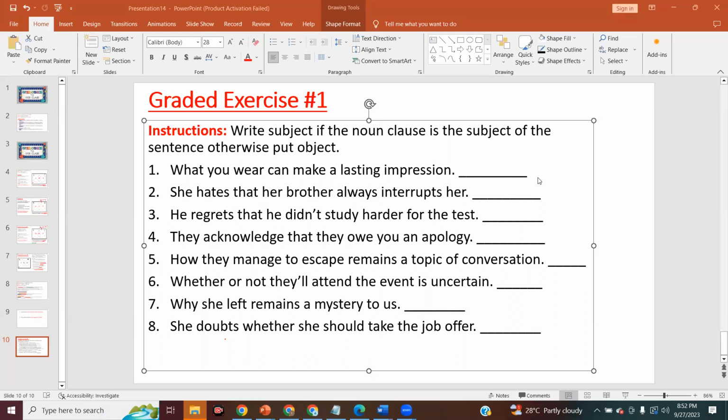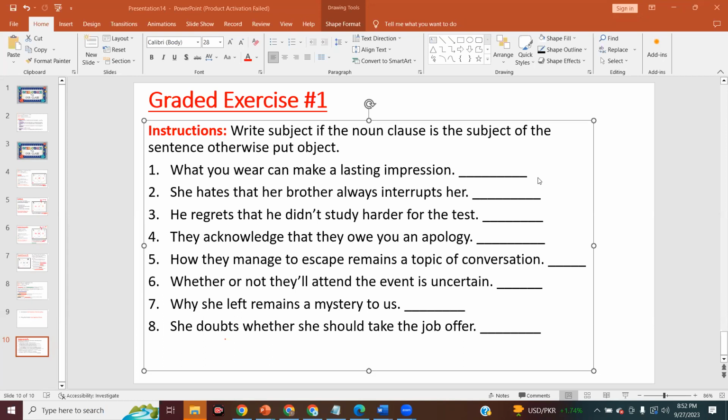All right, so let's answer the questions. Who's gonna help me with number 1? Is it subject or object? Show up for number 1. I have a number 1 object. Object? Really? Is number 1 object? Yes.